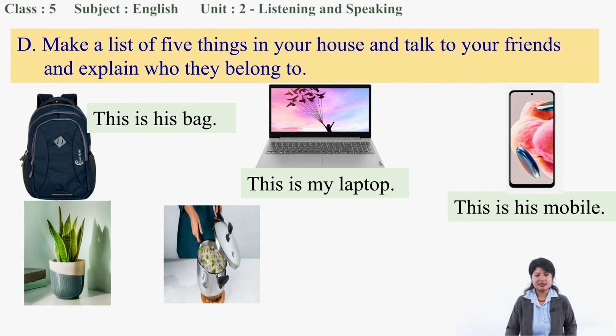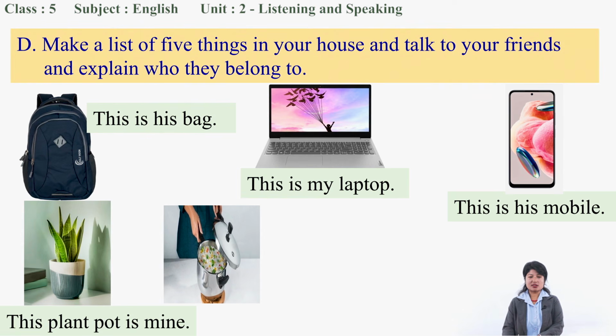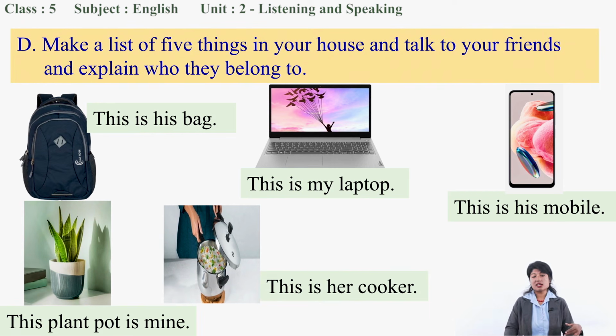This is his mobile. Then this plant pot, this is my mother's plant pot. If I say this is my mother's plant pot, you can also say, okay, this plant pot is mine. You can also say this is my plant pot. This plant pot is mine. Or if you say this is my mother's plant pot, this is her plant pot, right? Next one, the last one is cooker. This is her cooker. This is my mother's cooker. This is her cooker, right? You can say like that.